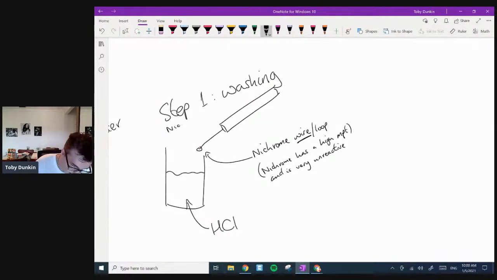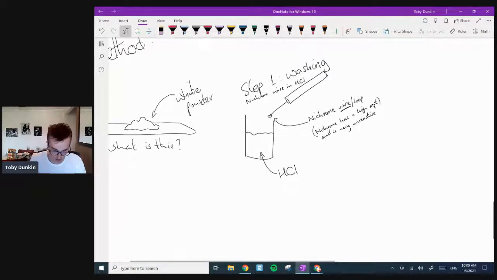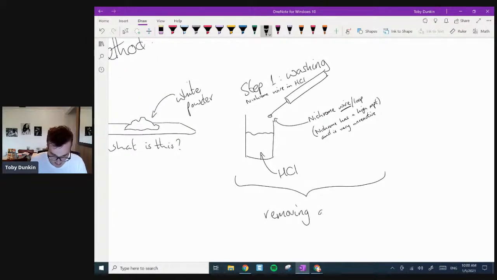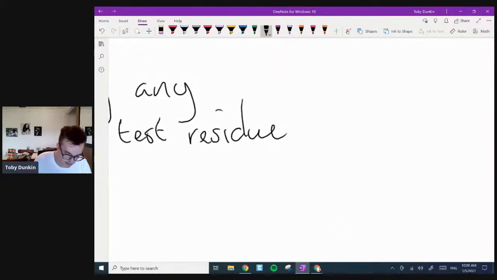Washing nichrome wire in HCl. Now, all we're doing here, folks, in this first step, is removing any previous tests, because we don't know whether or not this has been used before. Previous test residue. The word residue simply means leftover solid.